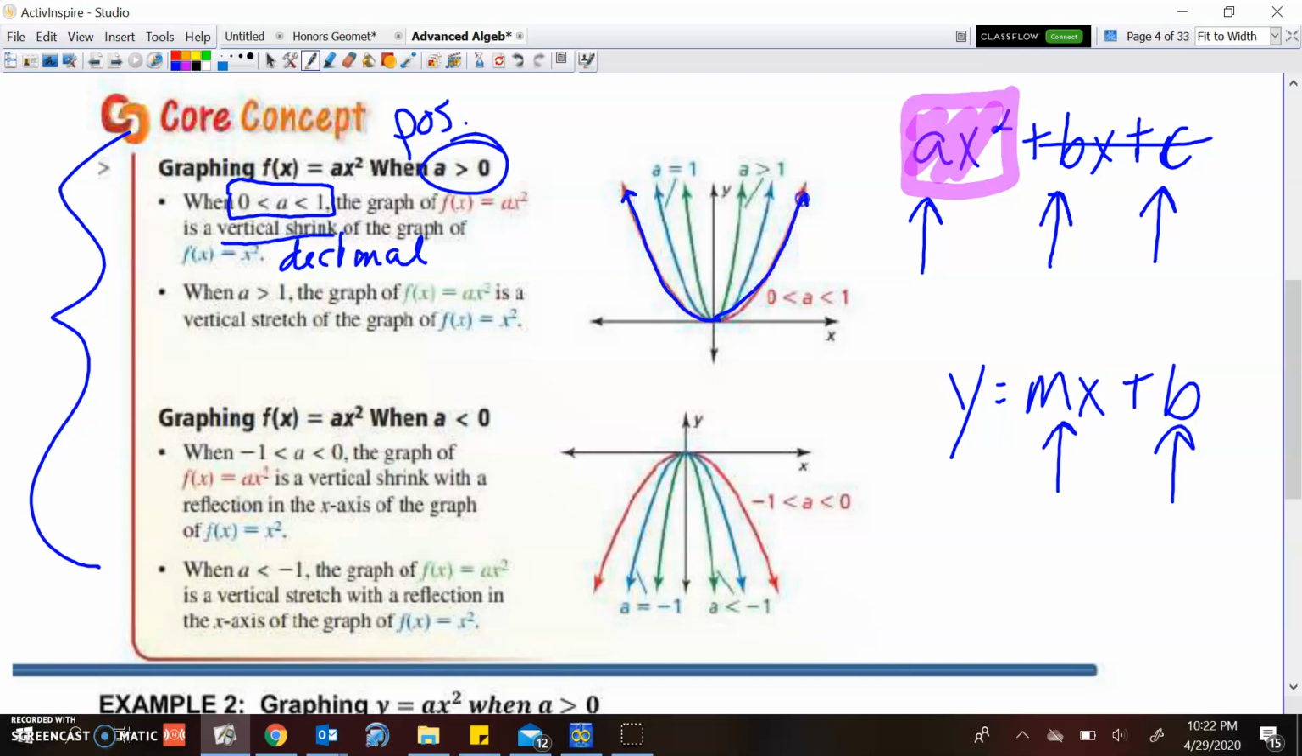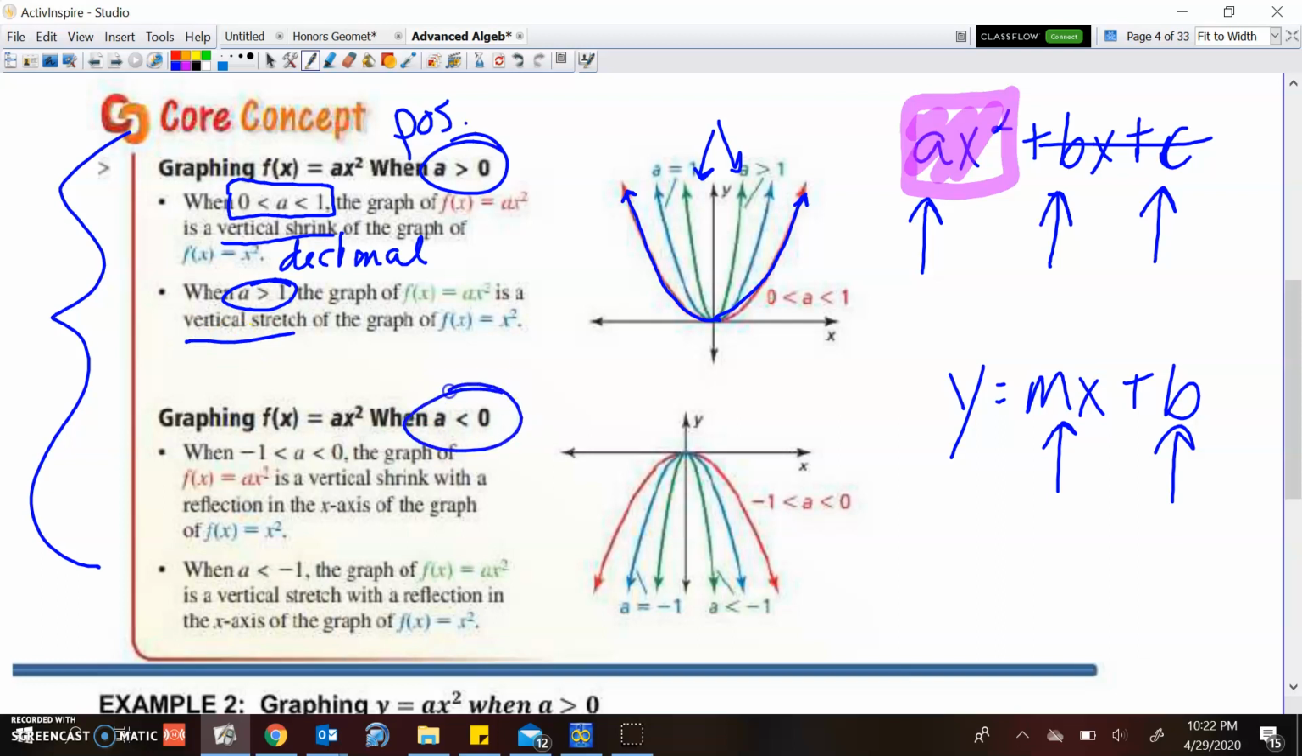It's getting wider, okay? And when we get into some points, we can explain why that is more. But then whenever a is greater than 1, that's whenever it gets narrower, as we saw with this green line here. It's called a vertical stretch, okay?